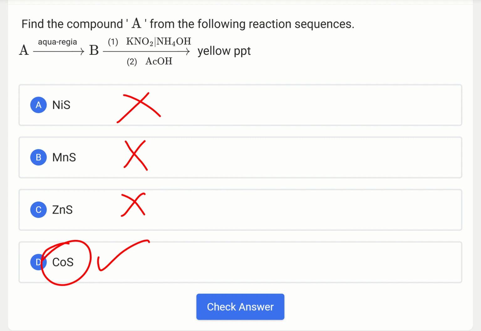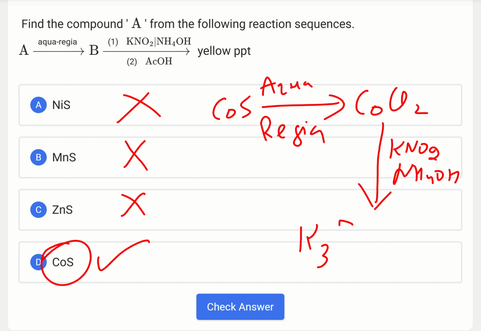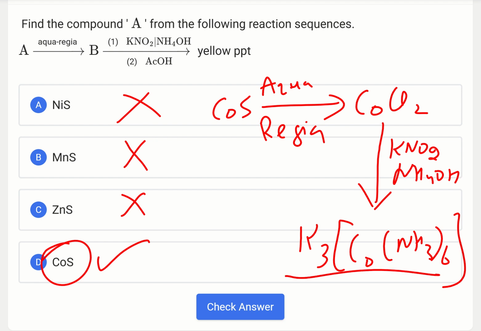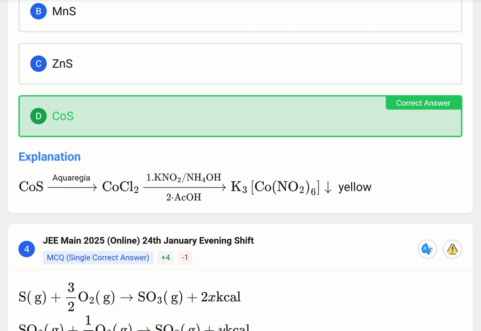Okay, let us make the reaction also. So CoS on reaction with aqua regia gives you CoCl2. This upon reaction with KNO2 and ammonium hydroxide, you will get a complex coordinate, K3[Co(NH3)6]. Yes, this will give you the yellow precipitate. So I will go with option B, CoS. Okay, that is again my right answer. So they have mentioned this. Okay, we will not discuss this thing.